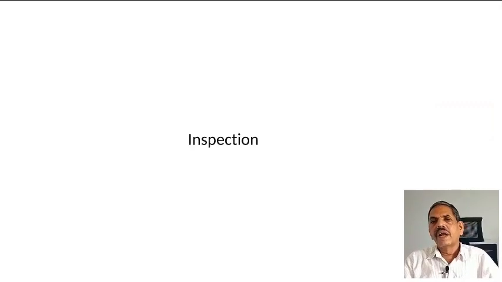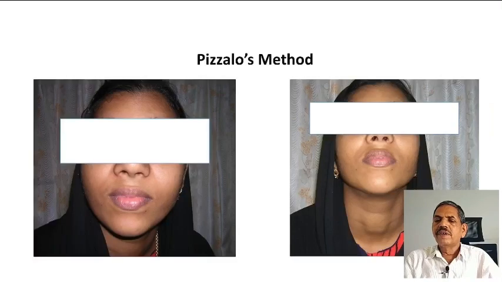Now, the thyroid gland you can inspect. Even if you are not seeing anything abnormal in the neck while the patient is looking straight ahead, it is better to recognize an enlarged goiter by asking the patient to extend the neck and swallow saliva. This method is known to unmask a mildly enlarged thyroid, and this is what is called the Pizzillo's method for inspecting the thyroid.